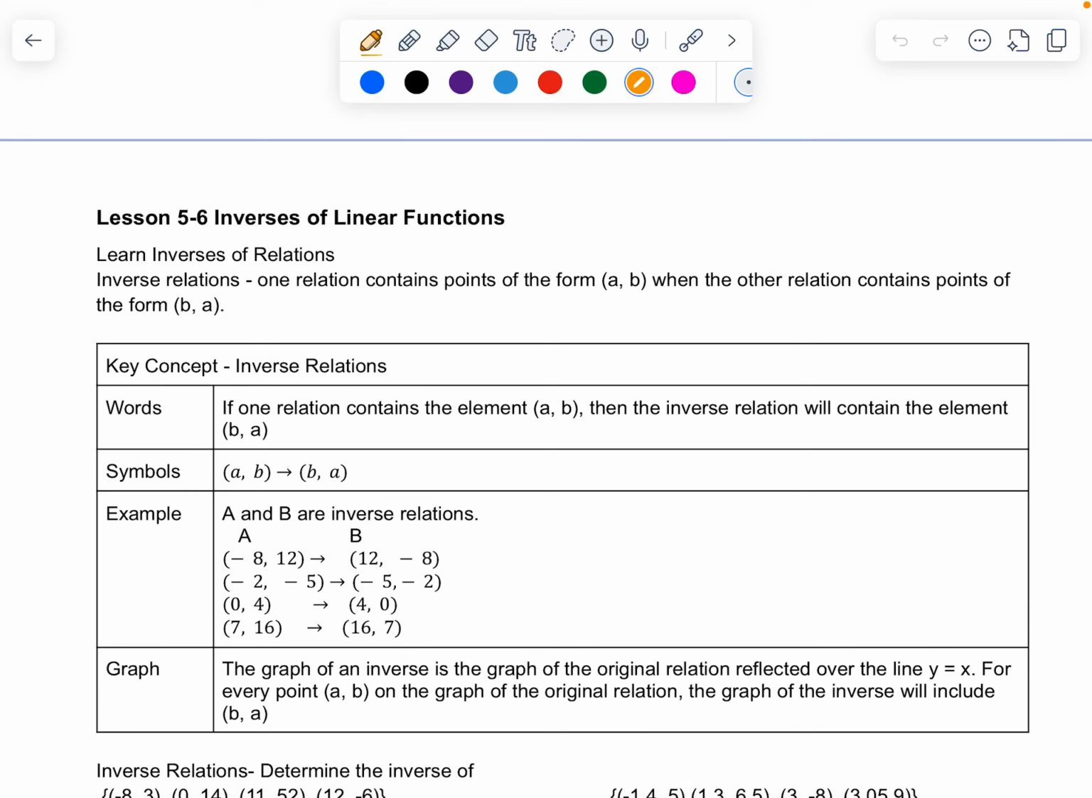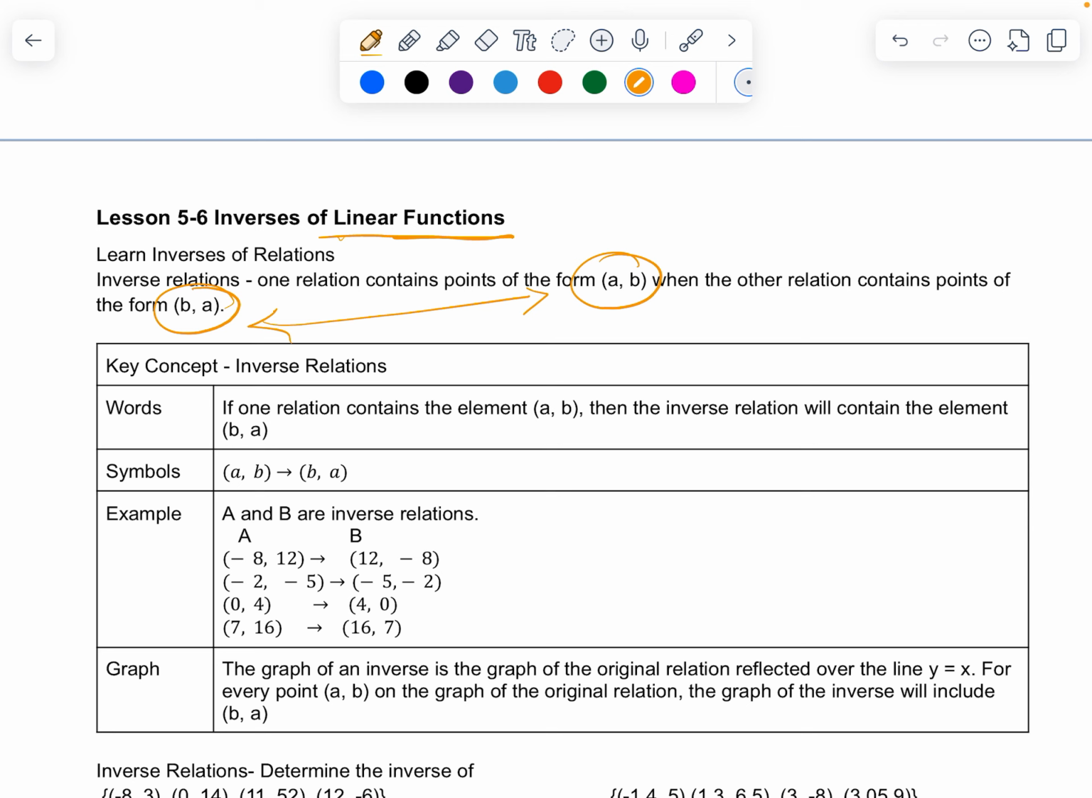So, Module 5, Lesson 6 deals with inverses of linear functions. Make sure it's linear functions. One relation consists of the points in the form (a, b), and the other relation contains (b, a). Look at that. What's the difference between these two? Didn't the x go to the y spot and the y go to the x spot? All they did was switch.